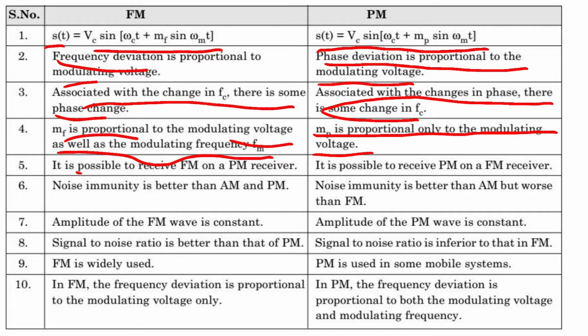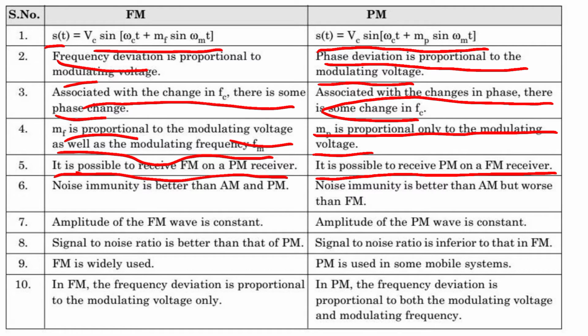Now coming to the fifth point, it is possible to receive FM on a PM receiver, which means I already told you the relation between FM and PM. By using that relation we can receive the FM wave by using a PM receiver also. Simply by placing one differentiator at the receiver we can receive it. Similarly, it is possible to receive PM on an FM receiver. We can receive the PM signal on an FM receiver also by using that relation.